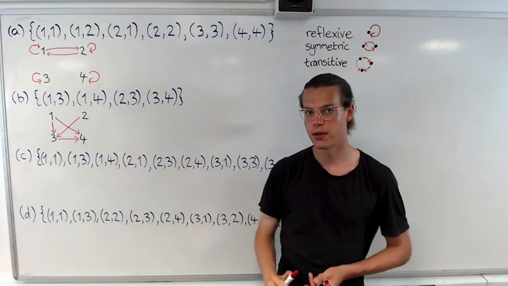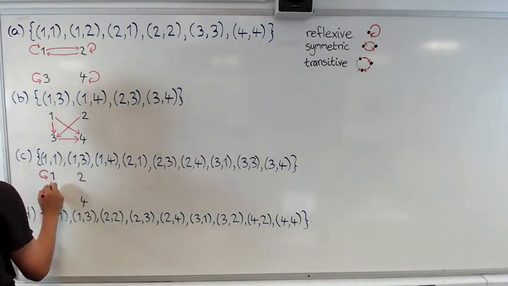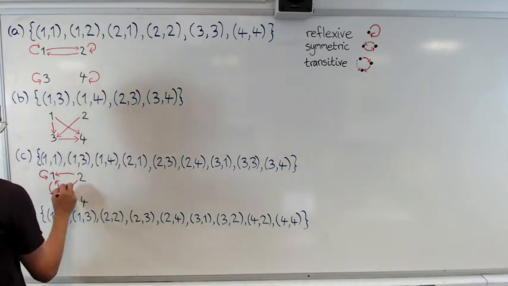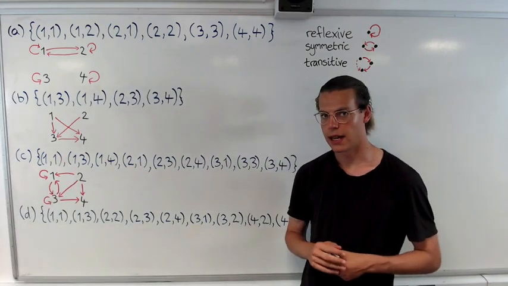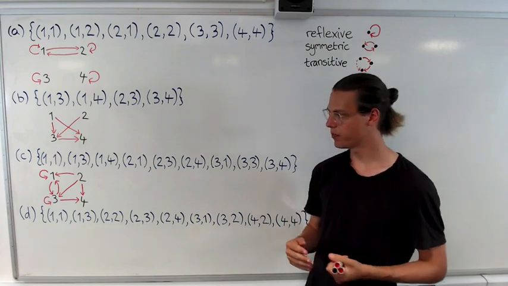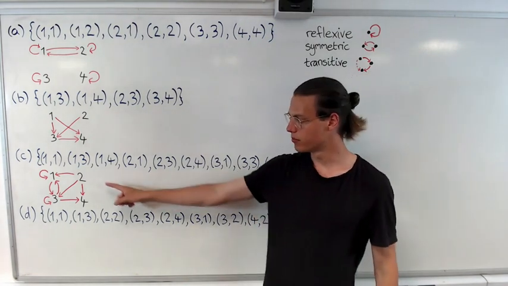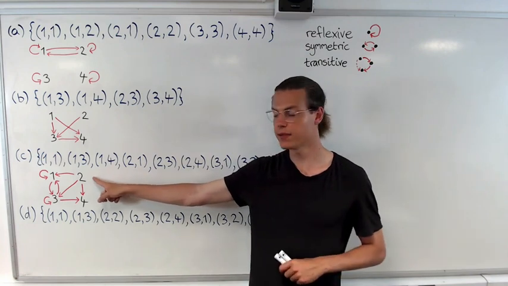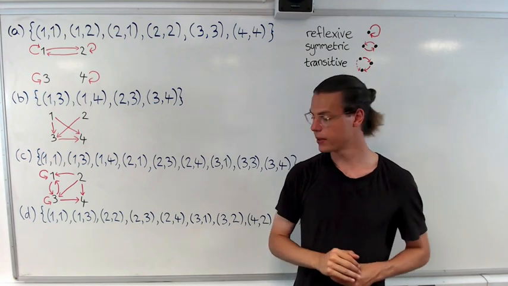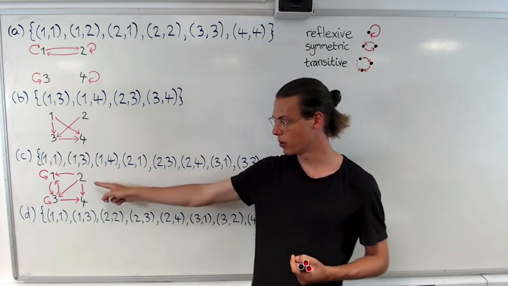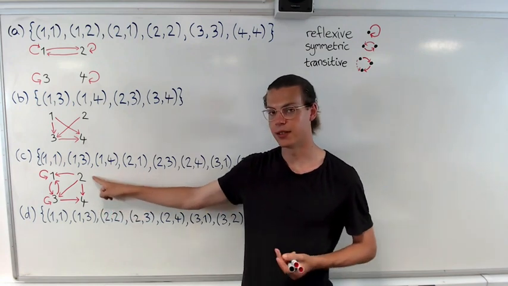Let's draw our third relation. Now, looking at this diagram, we see that our third relation is not reflexive, since, for example, 2 is not related to itself. It is not symmetric, since, for example, 2 is related to 4, but 4 is not related to 2.